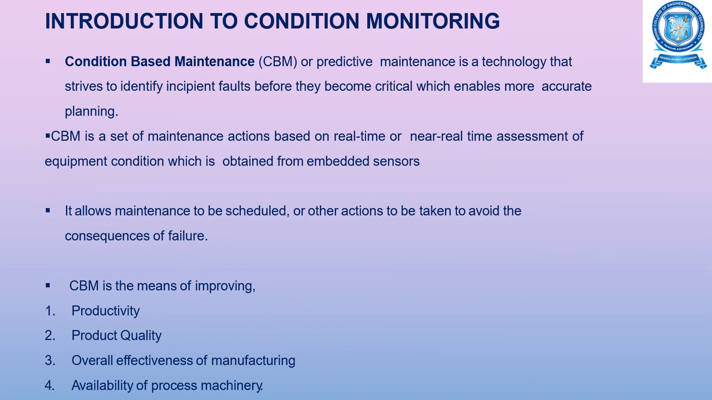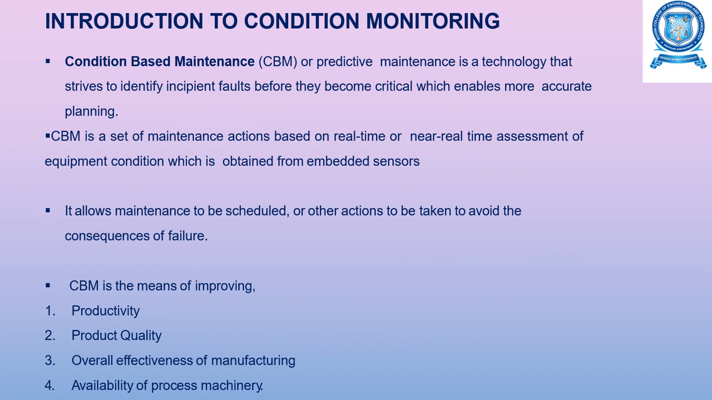Condition-based maintenance, also called predictive maintenance, is a technology that strives to identify incipient faults before they become critical, which enables more accurate planning. So planning is very, very important for condition-based maintenance.